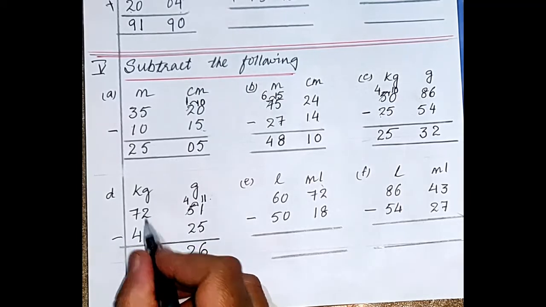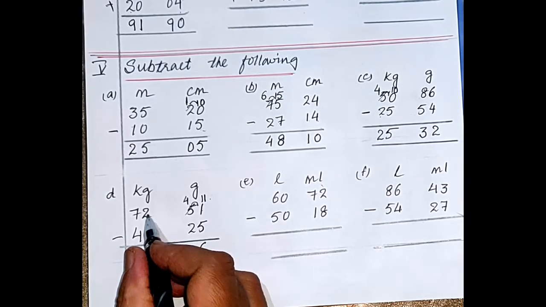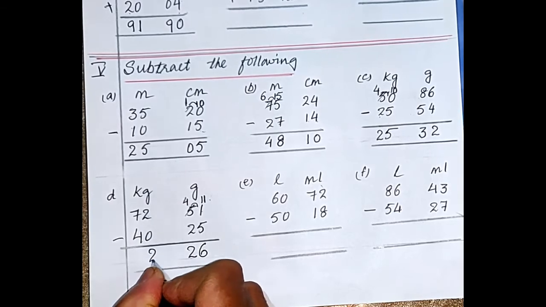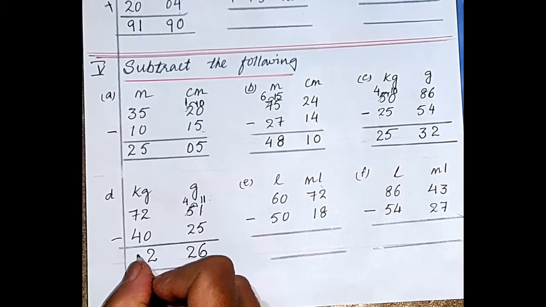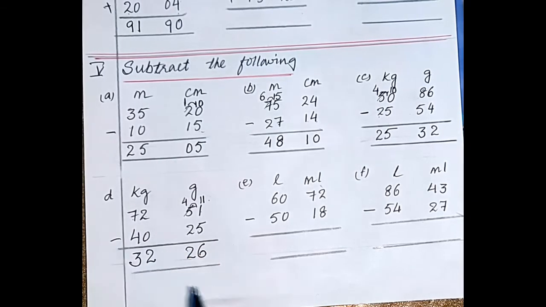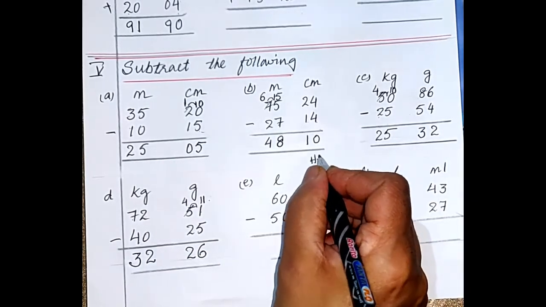Okay. Now 2 minus 0 is nothing. So the same number will come. 2 minus 0 is 2. 7 minus 4, after 4, 5, 6, 7. 3 is left here. Now these two sums you do on your own.